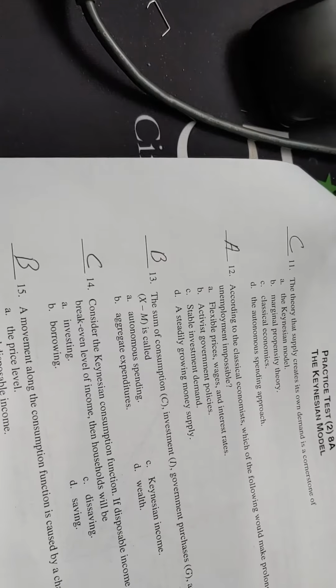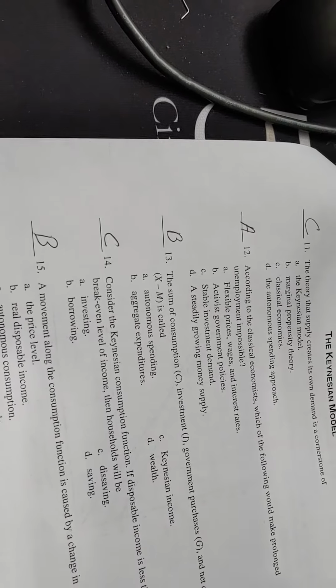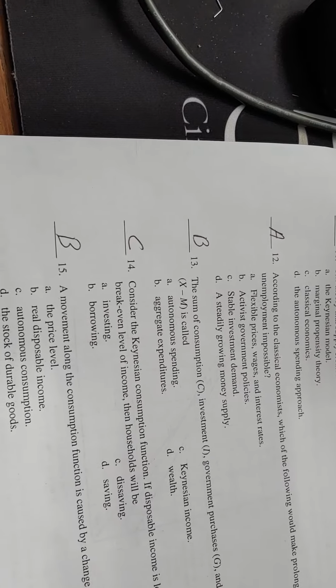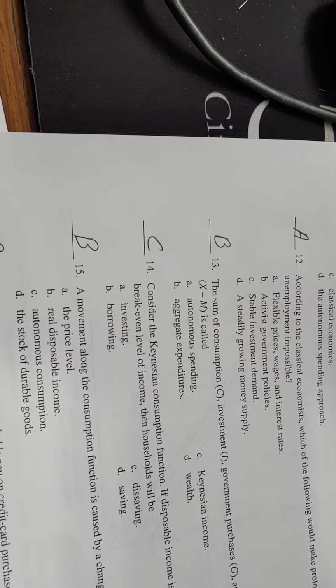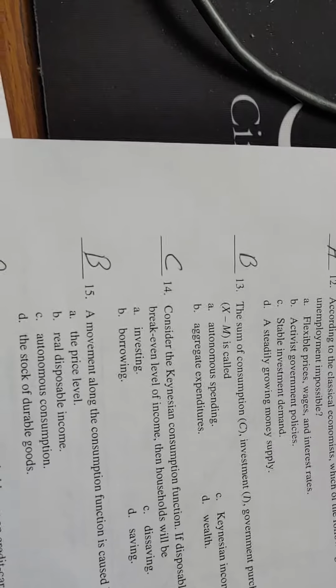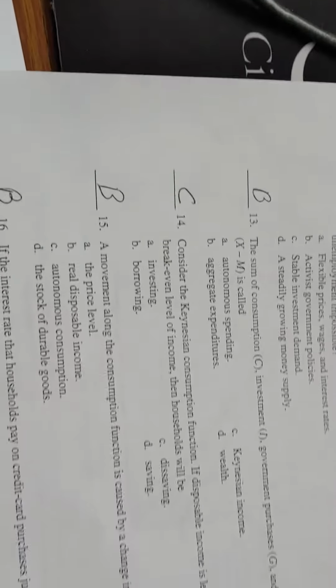Let me turn this a little bit. Here we go. C, for 14, consider the Keynesian consumption function. If disposable income is less than the break-even level of income, then households will be C, dissaving.